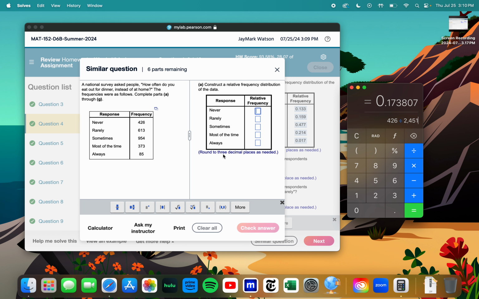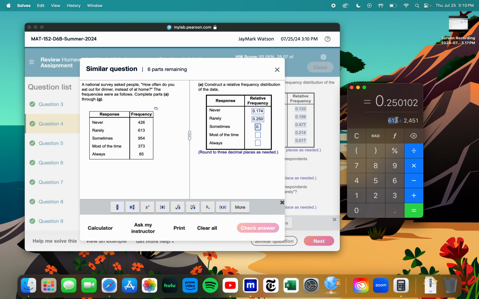For never, 426 divided by 2451 gives 0.173, but we can only go to three places, so that will be 0.174. Let's do the same thing for the rarely ones, 613. That's 0.250, and that doesn't round up. These should all add up to 1, which we'll see at the end.